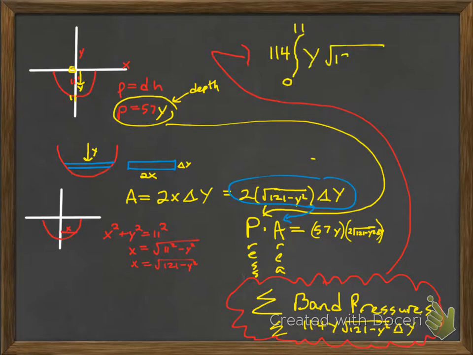Here's the integral. There's that 114. I pulled it out front. And this gives us the pressure along that front fascia. 50,578 pounds of pressure on there, which is no small amount.